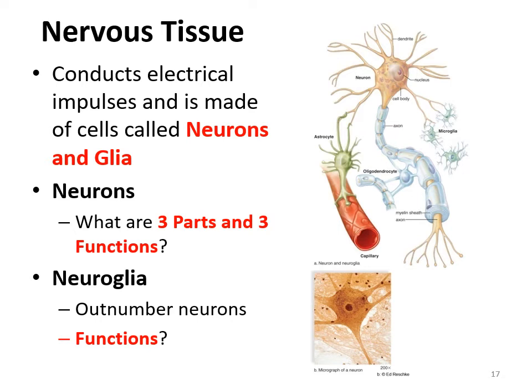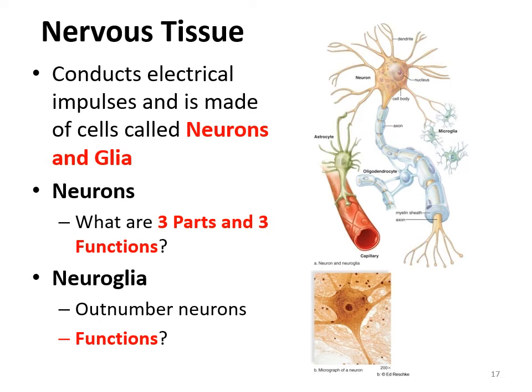Then you have the neuroglia, and they outnumber the neurons, meaning there are a whole lot more glia than there are neurons. And that's because their function is to support and nourish those neurons.